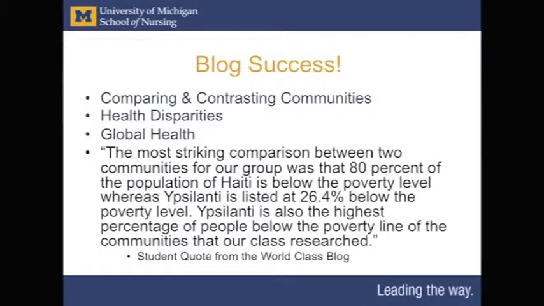Here's a quote from the blog. The most striking comparison between two communities for our group was that 80% of the population of Haiti is below the poverty level, whereas Ypsilanti is listed at 26.4% below the poverty level. Ypsilanti also has the highest percentage of people below the poverty line of all the communities that our class researched. Where we would really hit the sweet spot is if they could all articulate the social, cultural, and historical factors that have led to these kinds of disparities and what can be done about it. With that, I'm going to turn it over to Norma. She's going to talk some more on the impact on faculty and students.